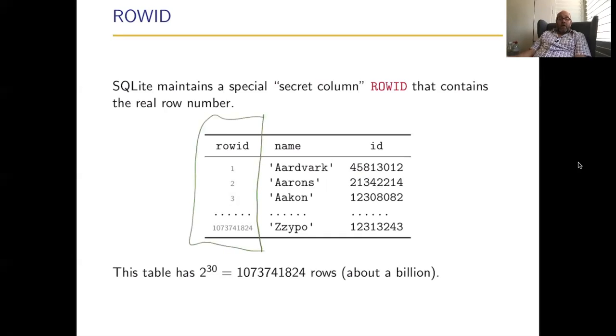Okay, in this hypothetical table, I've put a billion rows, and that's 2 to the 30 rows. So the task then is, if I give you a name, let's find which rowid contains the row with that name in it.